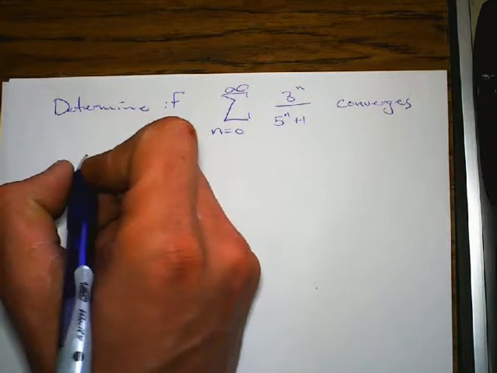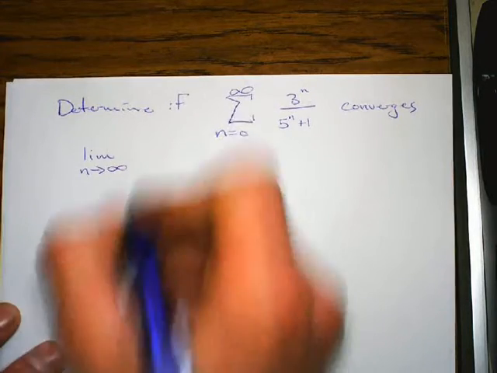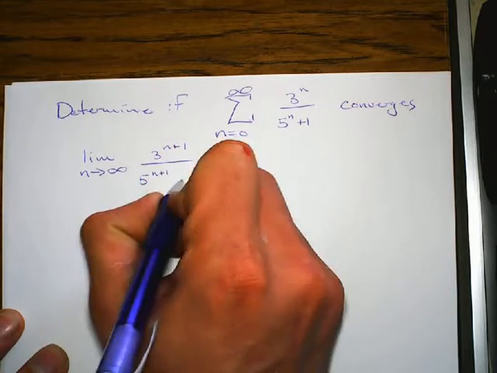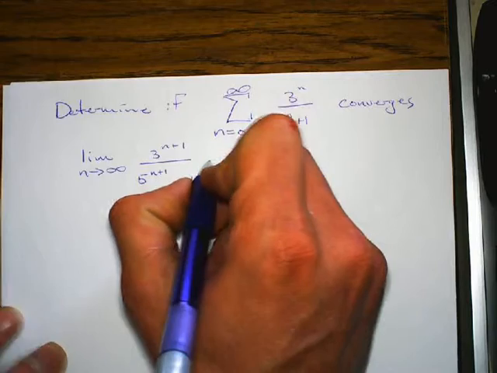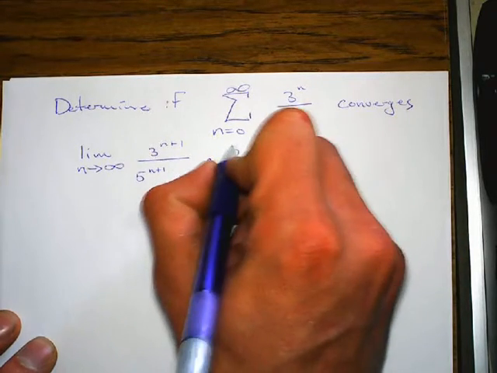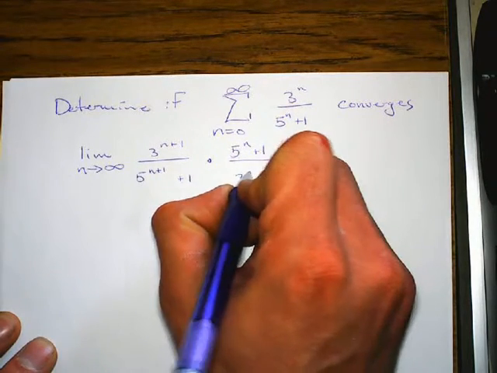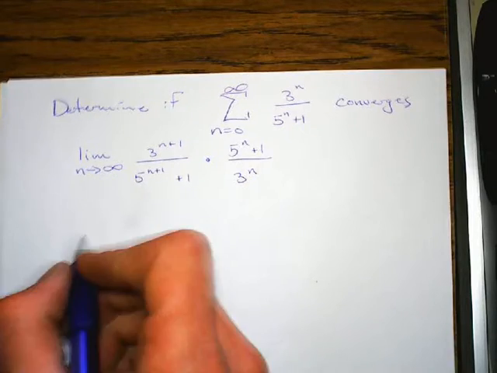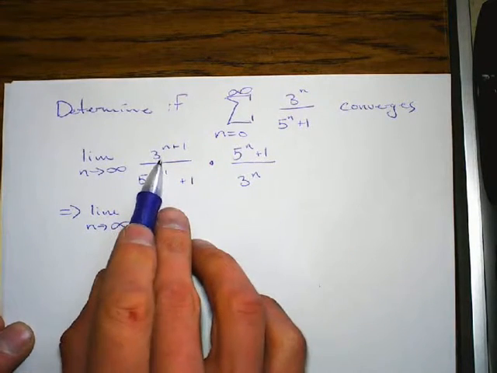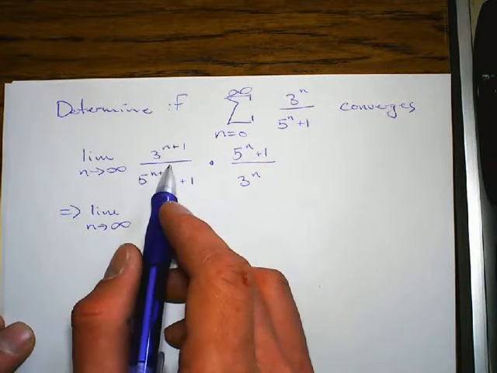So what we're going to do, set up our limit. We have 3 to the n plus 1 over 5 to the n plus 1 plus 1. You know what I'm going to do right off the bat? Multiply by the reciprocal of the original sequence: 5 to the n plus 1 over 3 to the n. We're going to simplify this like we have done in previous problems. We're going to decompose exponents. Is it always positive? It is always positive. We don't need absolute value symbols.